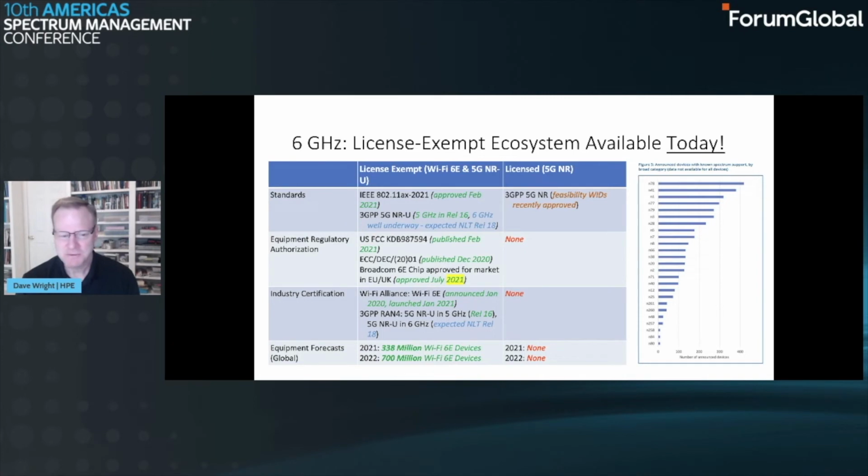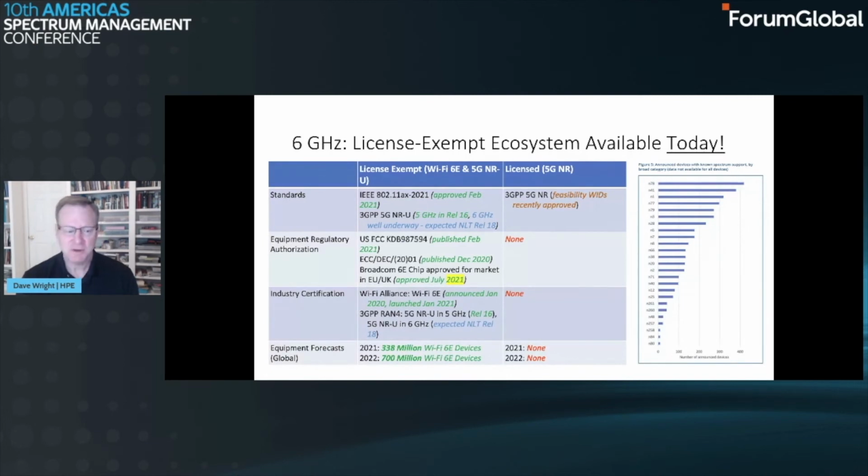The spec was finalized. 3GPP has 5G new radio unlicensed, so NR operating in the unlicensed band, in release 16 for the 5 gigahertz band, and then 6 gigahertz support for NRU is expected in release 18. Moving down to the equipment authorizations, the FCC published what's known as a KDB, essentially their procedures for how they were going to authorize equipment for the 6 gigahertz band, the low power indoor mode of operation. That was published back in February.